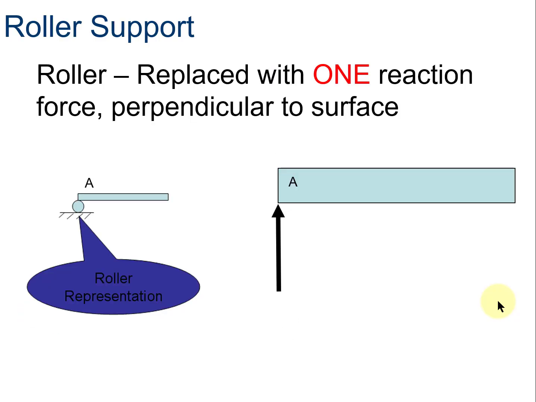Okay, this is a roller. It replaces one reaction force, perpendicular to the surface. So when we want to allow horizontal movement to allow for temperature-based expansion or contraction, we're going to put it on a roller. In that particular case, we don't have any reaction force in the horizontal direction, so we just have the one in the y direction as shown. So when we make a free body diagram of the bridge that has this beam on it and is supported by this roller, that's the only force that we'll put on.